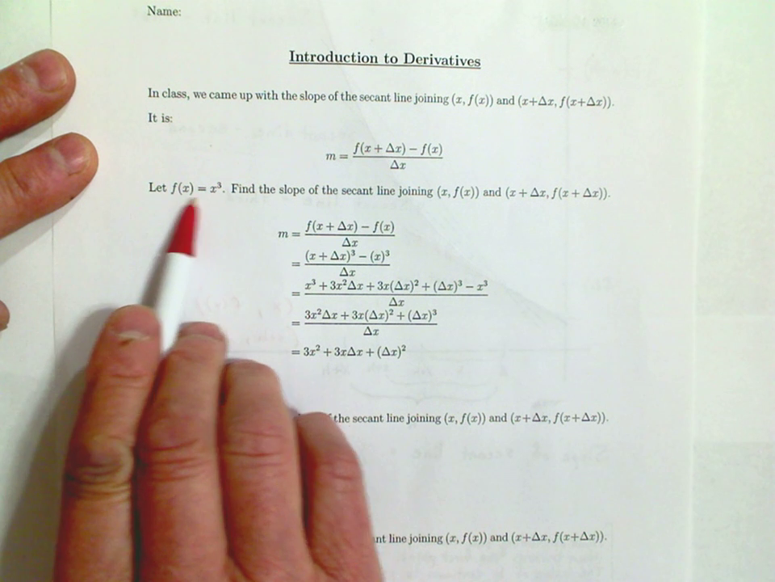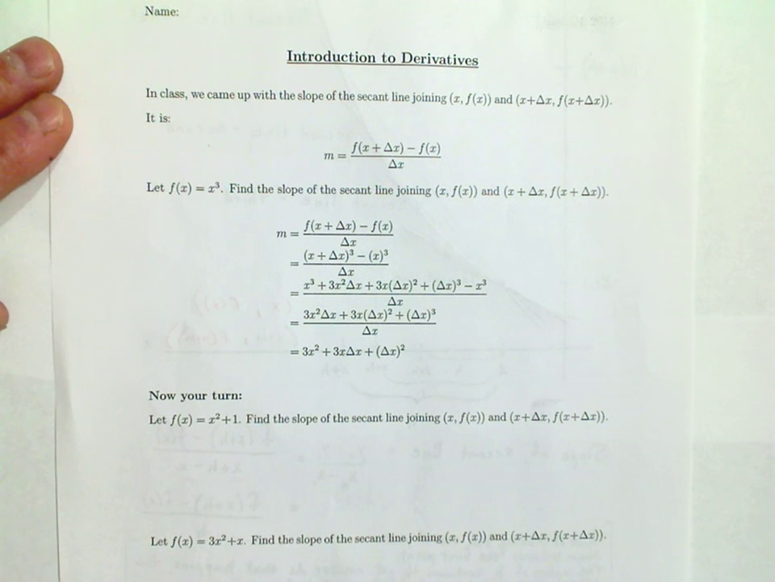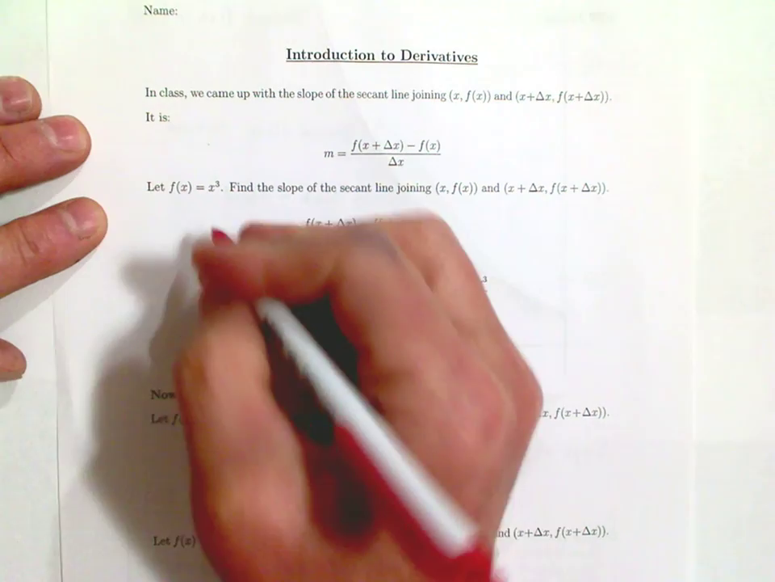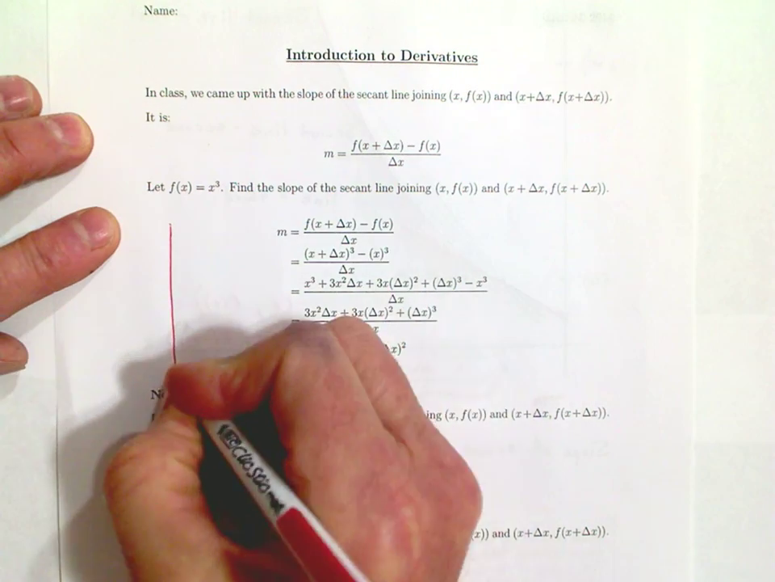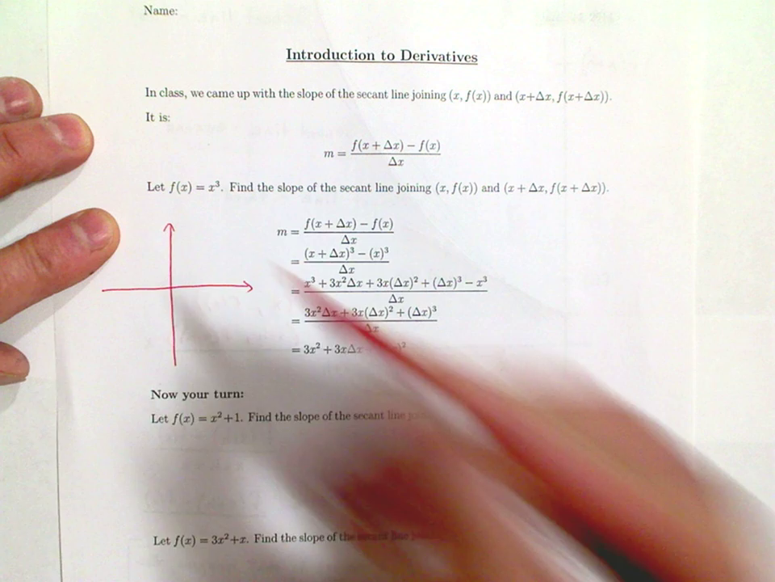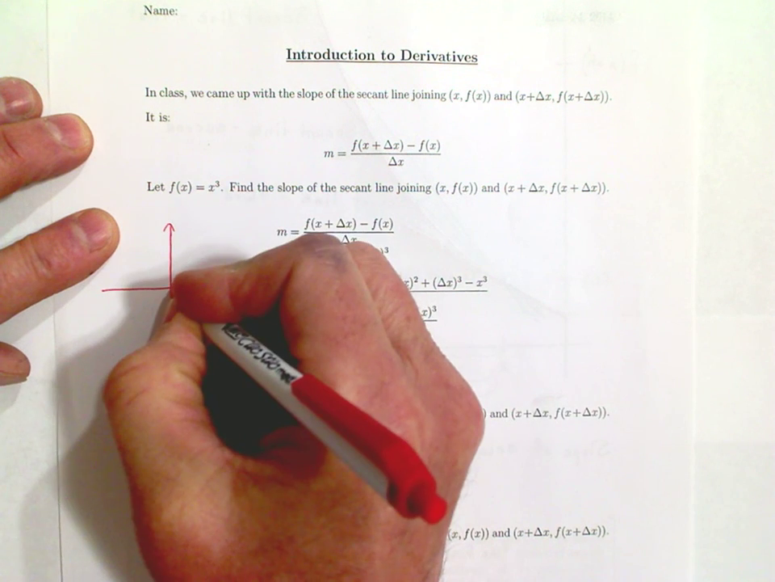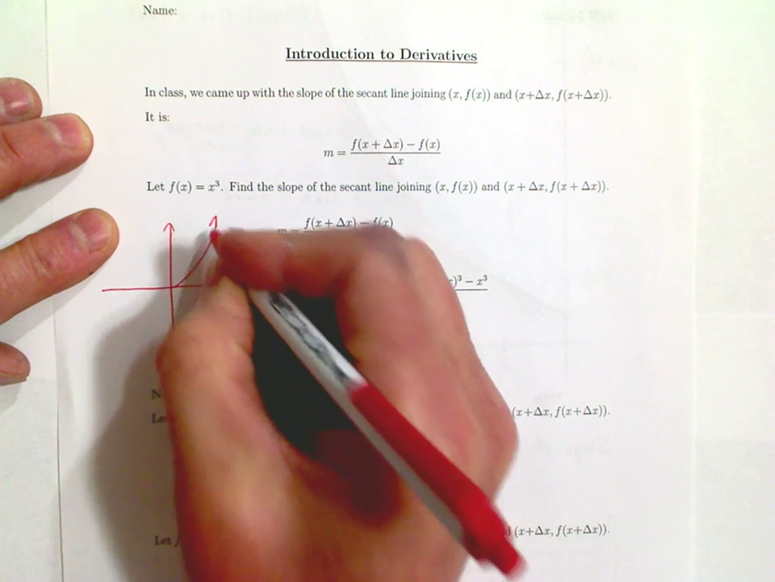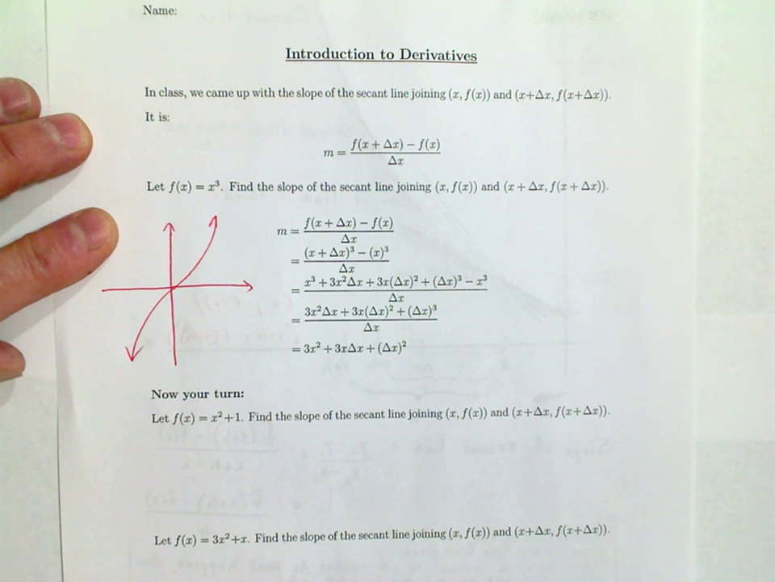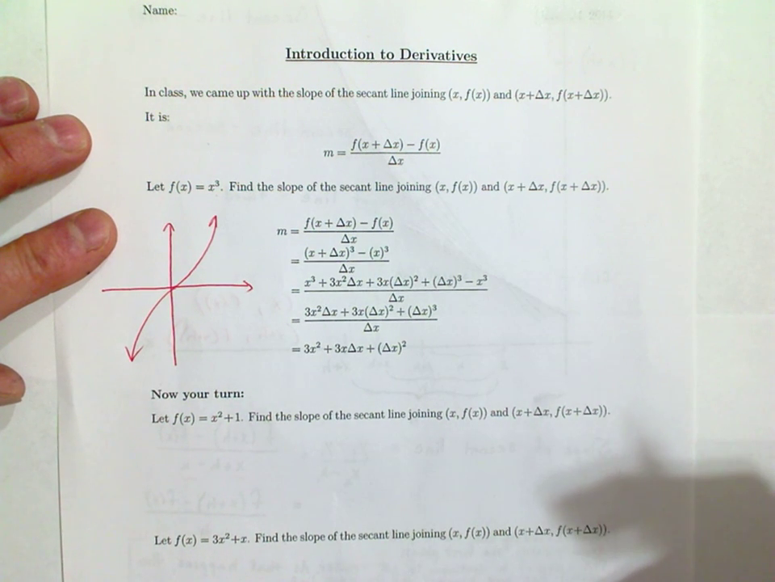So let's say the function's value is f of x equals x cubed. Okay, so we know, well, hopefully you remember, that this function looks something like this. That's what f of x equals x cubed looks like.